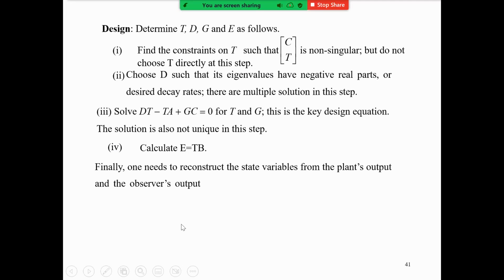But if you are supposed to design a reduced order observer, don't forget the last step. Once I have Y and Kc, this is the way I construct the state vector, because this X hat will be the vector you are going to use in your controller design.